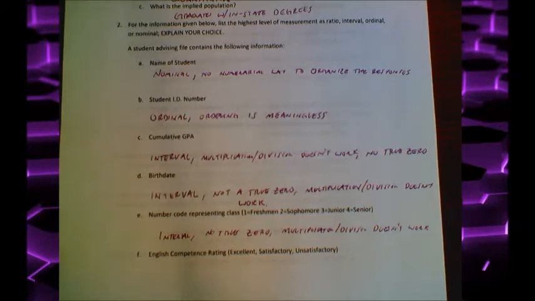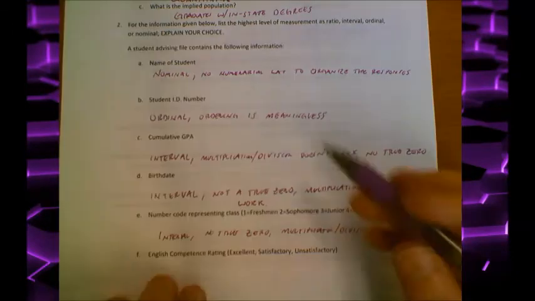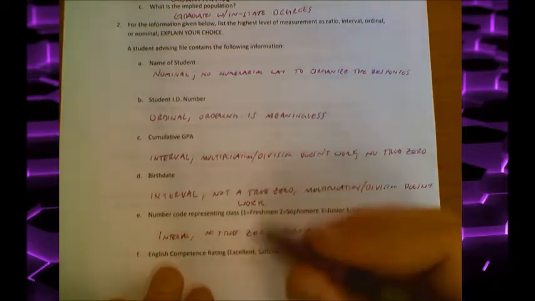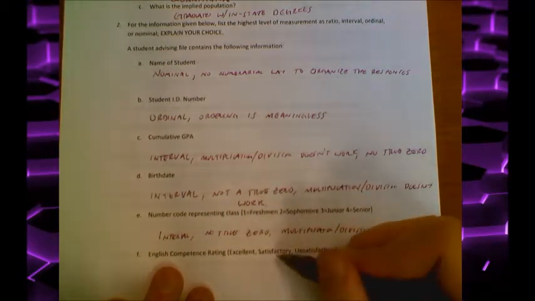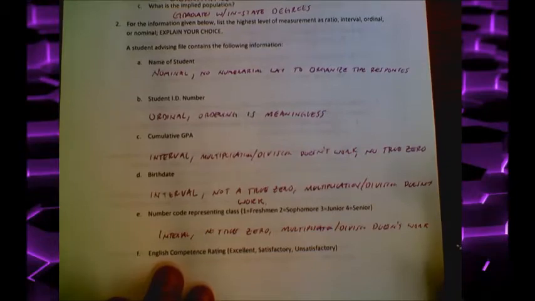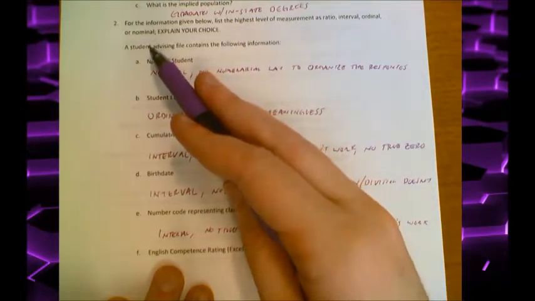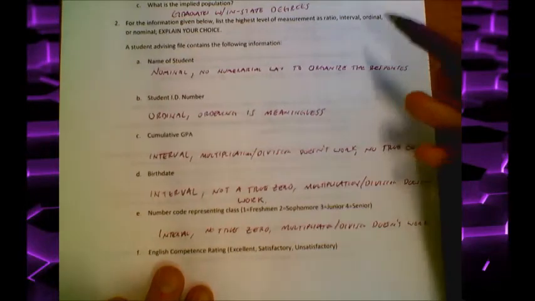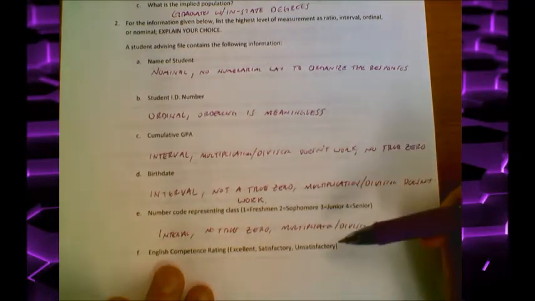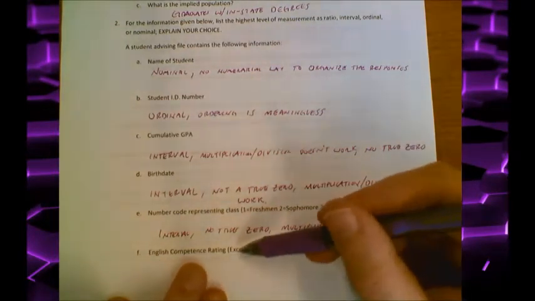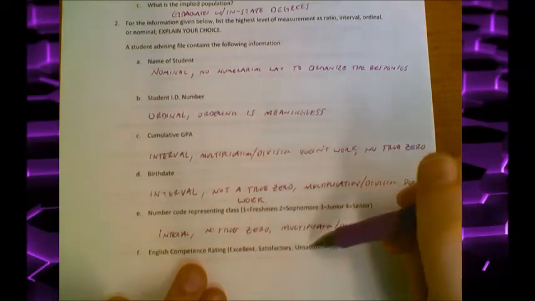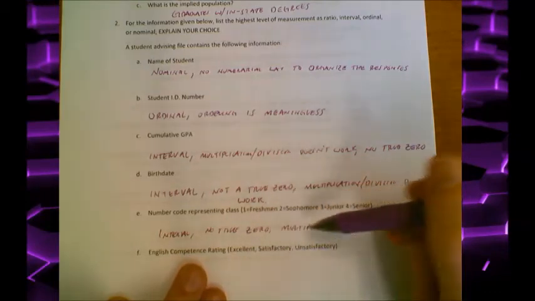Then for F, we have English competence rating. For this one, we're getting a score of excellent, satisfactory, or unsatisfactory. So we're definitely at nominal because everything is. If you go up to ordinal, is there some kind of an order to that? Well, yeah, that order of excellent, then satisfactory, then unsatisfactory. So this is kind of better than less good as we go down.